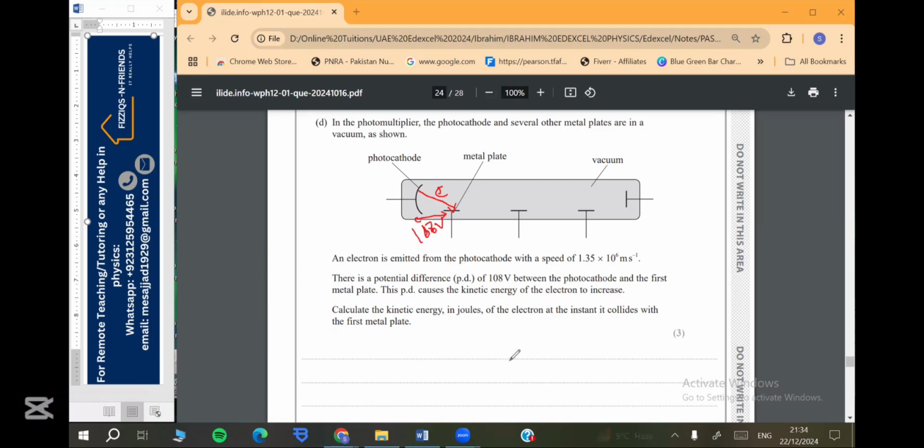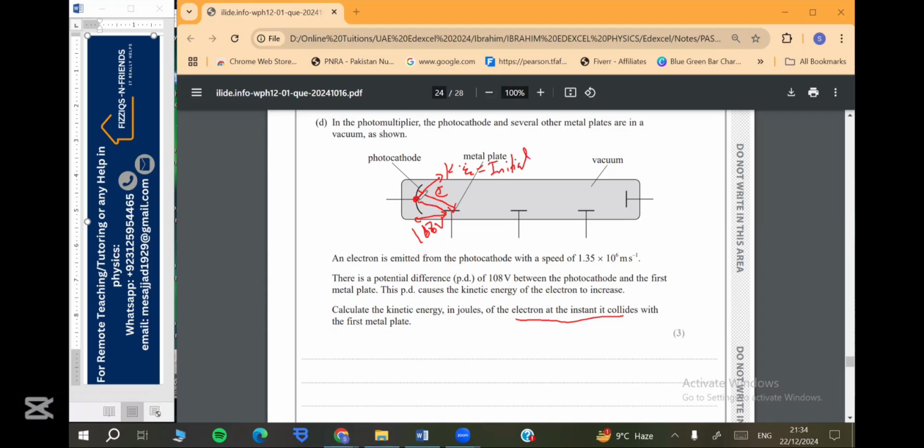Calculate the kinetic energy in joules of the electron at the instant it collides with the first plate. So initially, when the electron was freed from the metal surface, it had some kind of initial kinetic energy. I mean, at this point it had KE initial.